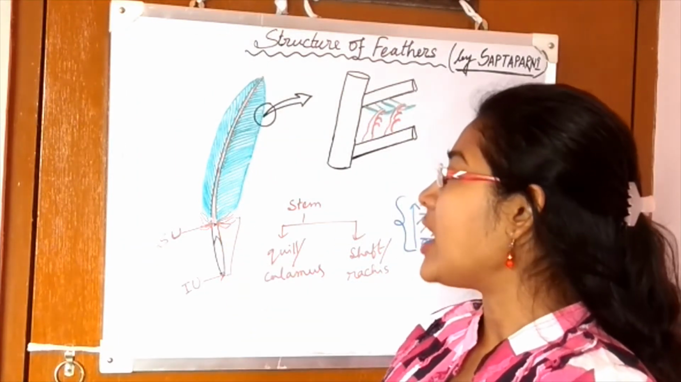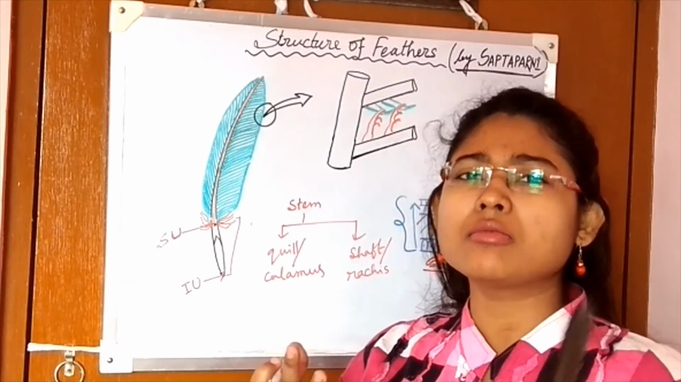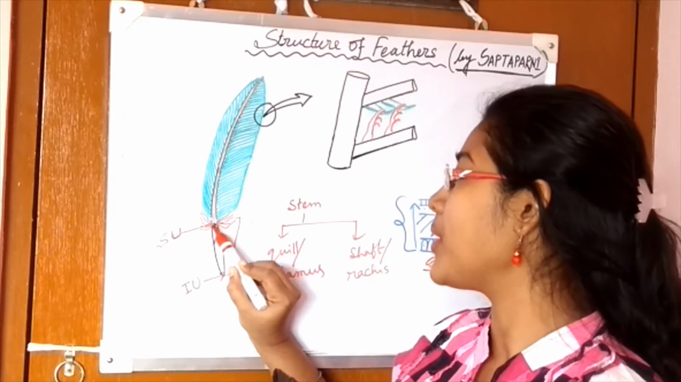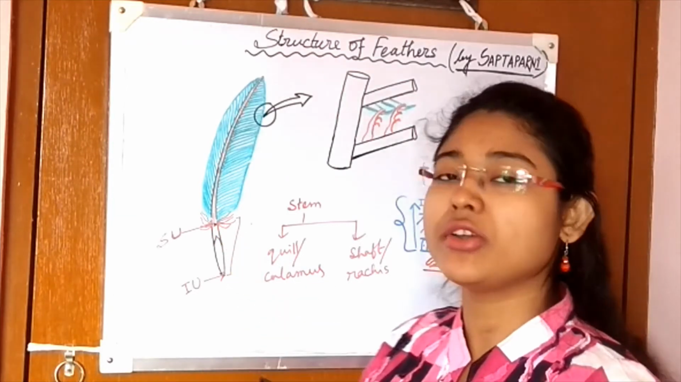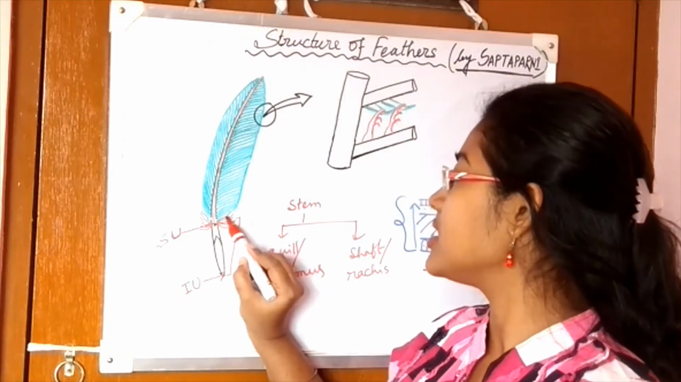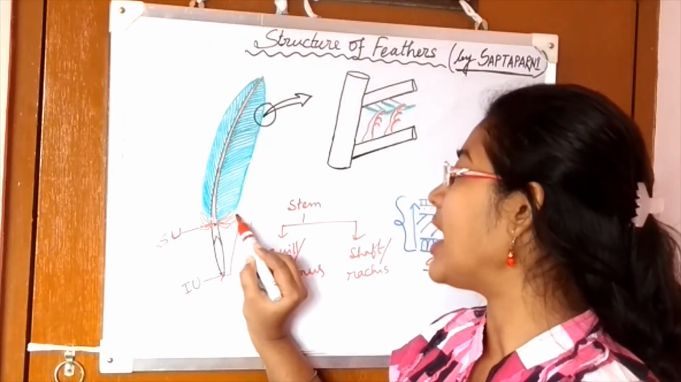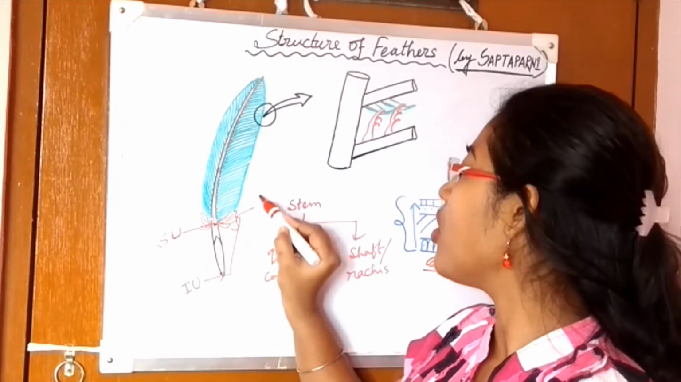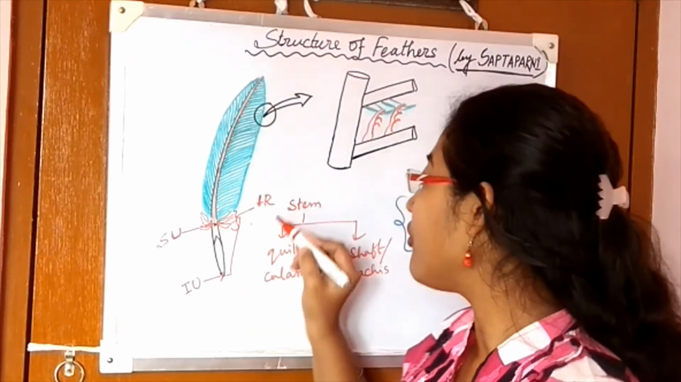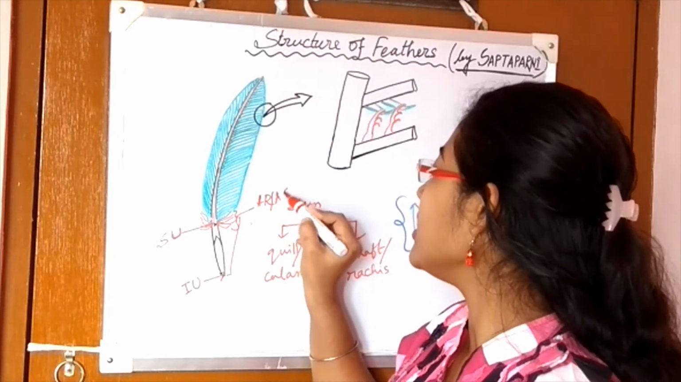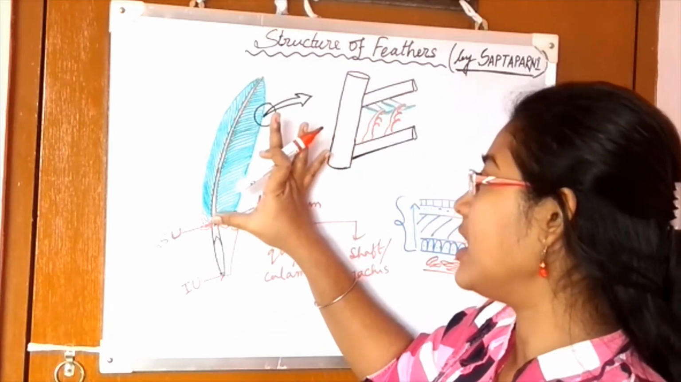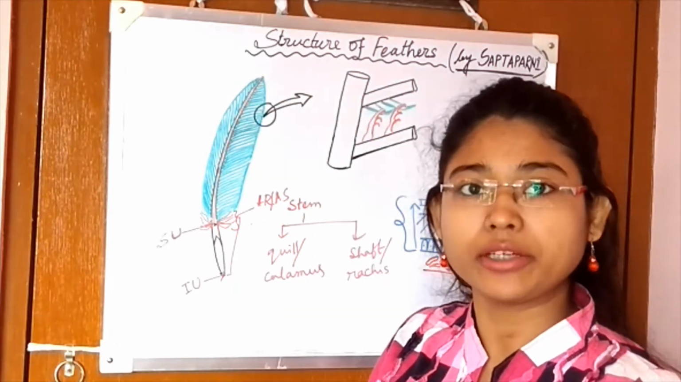You will also find that there are some feather-like structures, some thread-like structures present here at the superior umbilicus, which cover the umbilicus. Okay, these structures, these red structures, are known as the hyporachis, or after shaft. Why is it known as after shaft? Because from that level, the shaft is starting. Okay.